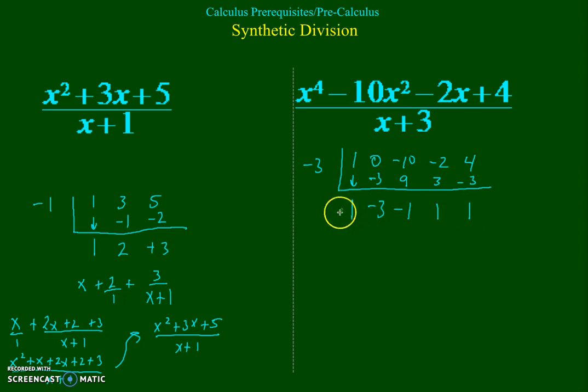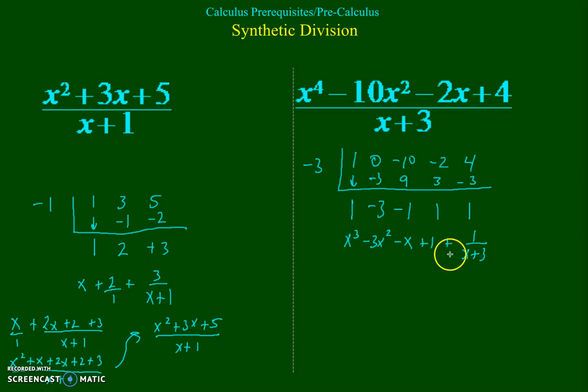So we have, this is a cubic, because a quartic divided by a linear is going to be a cubic. So this is x to the third, this is squared, minus 3x squared, this is linear, and this is constant, 1 over x plus 3.